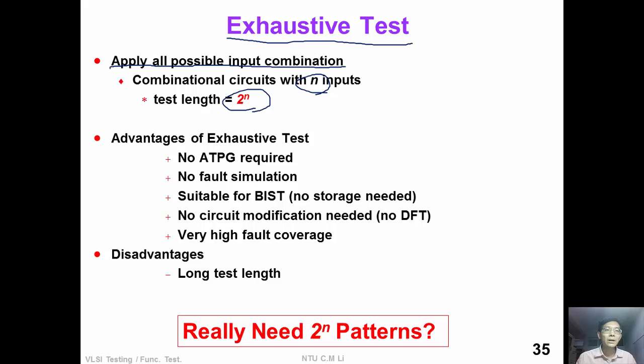There are many advantages for an exhaustive test. First of all, we don't need any ATPG tool to generate patterns. Second, we don't need any fault simulation. The fault coverage is guaranteed to be very high. And it's suitable for BIST because we don't need to store any patterns on the ATE. And we don't need circuit modification such as DFT. And the fault coverage is very high.